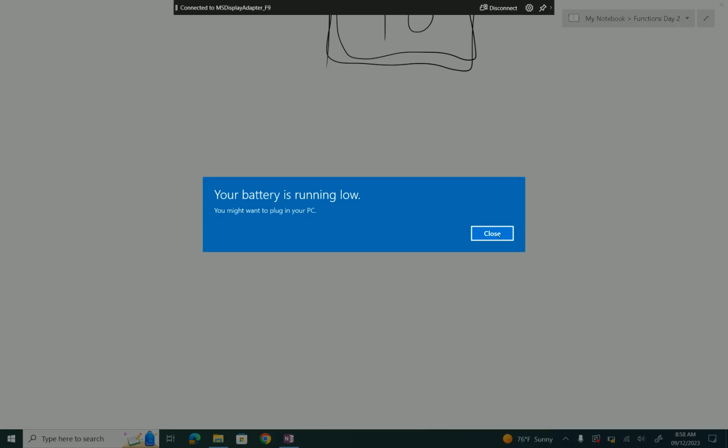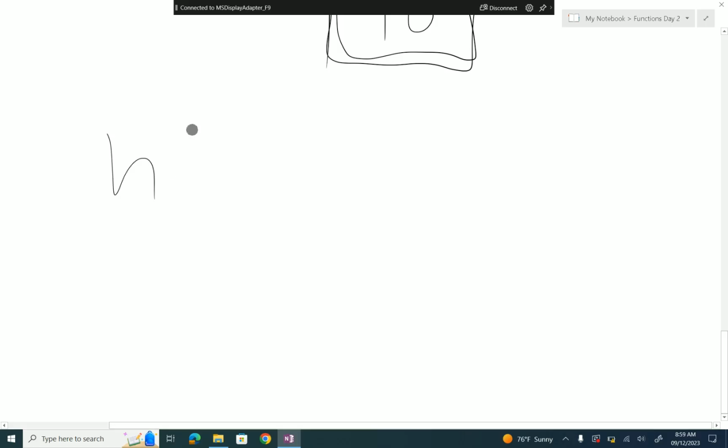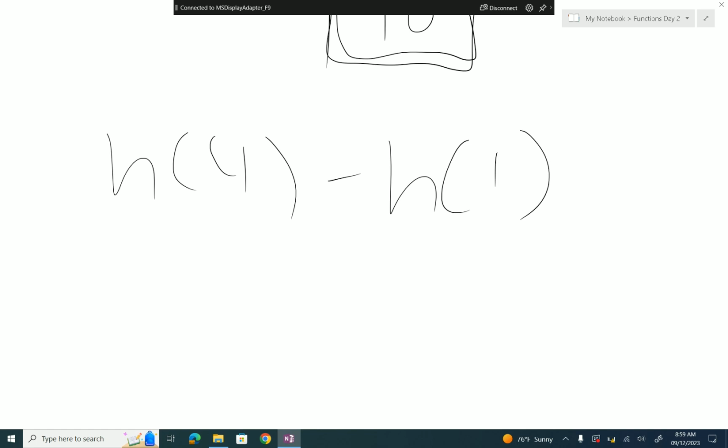Okay, so the second one asks us to find h of 4 and subtract from it h of 1. I'm going to go back over here, I guess. So we want to do h of 4 and subtract h of 1. So I want to find two output values, distinct to each of these input values. So I want to solve for when x is 4, then I want to solve for when x is 1, and I want to subtract those values.